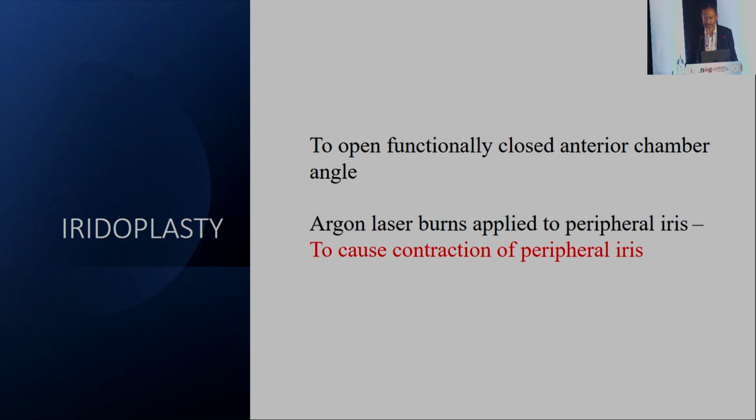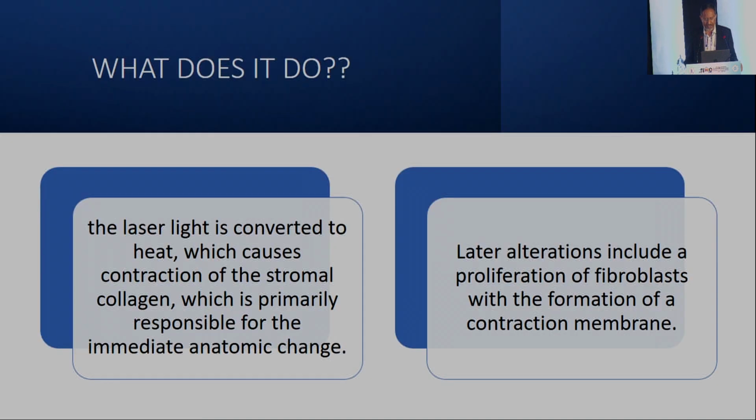Argon laser burns applied to the peripheral iris cause contraction of the peripheral iris. So the laser light is converted to heat, which causes contraction of the stromal collagen, which is primarily responsible for the immediate anatomical change. Later alterations include proliferation of fibroblasts with the formation of a contracting membrane.